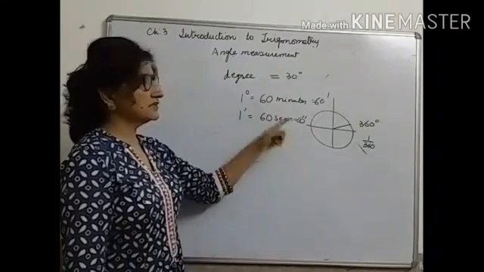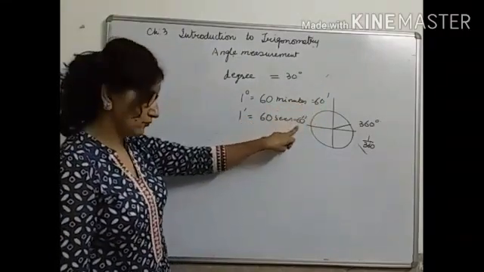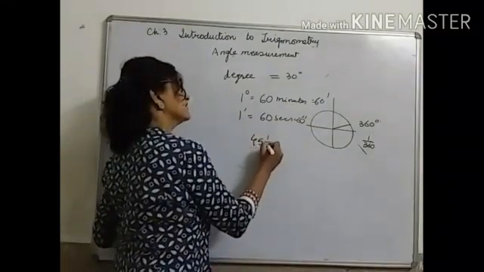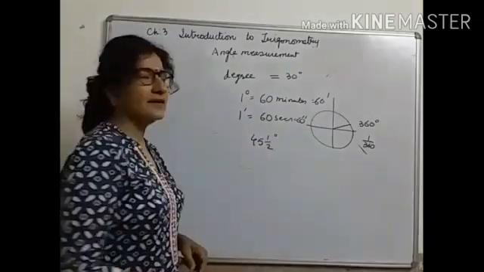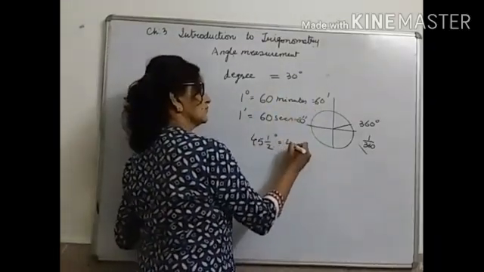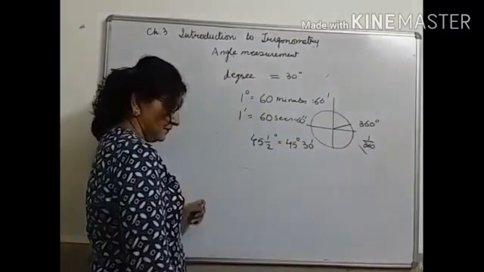When we convert, if it is not accurate, we should know how to convert into minutes and how to convert into seconds also. Suppose I have 45.5 degree, then what can I say? It's half of this 60 minutes. So I can say it as 45 degree 30 minutes, right?